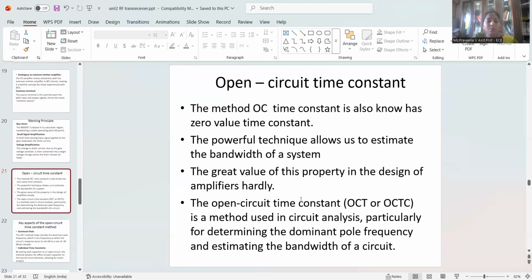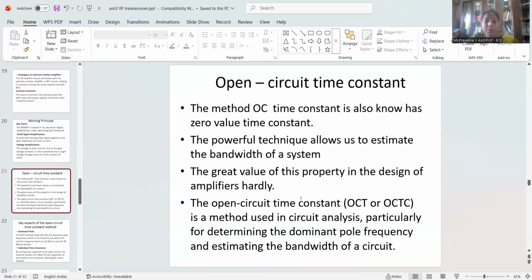This method is especially useful because it simplifies the analysis of complex circuits. It is used to analyze a complex circuit containing multiple capacitors and multiple inductors without requiring lengthy mathematical calculation. That is similar to a Smith chart. The Smith chart is used to avoid the lengthy calculations needed to find the impedance and admittance, right? So the OCTC method also simplifies the lengthy calculation. Let's use it to analyze the complex circuit.